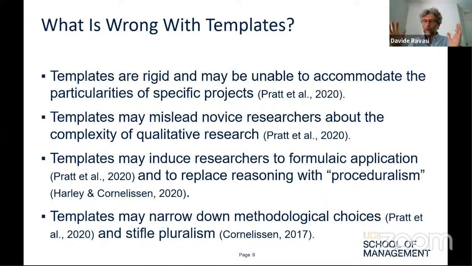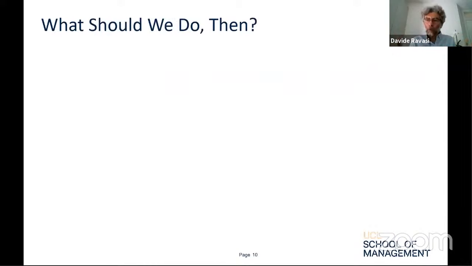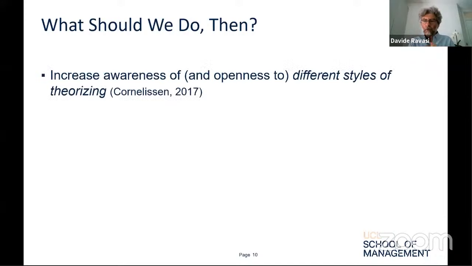And that was not necessarily a good thing, given that one of the strengths of qualitative research is methodological pluralism. And I agree with this, and I'm not disputing this. So what should we do about templates? And again, there have been a lot of suggestions. For instance, Hugh Cornelison advocates the importance of being aware of and open to different styles of theorizing. Take description as a form of theorizing, or configurational form of theorizing.